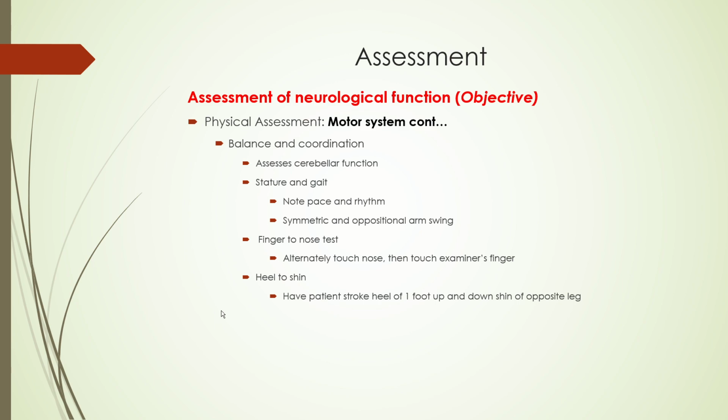And you also need to, as the examiner, make sure that your finger is back far enough that the patient actually has to reach for it a little bit. So that's another assessment piece there. The other one is the heel to shin. So you should have the patient stroke the heel of one foot up and down the shin of the opposite leg. This can be done standing or lying down. So if you have a patient who's not mobile, you can do that lying down as well. So that's a way to assess cerebellar function.